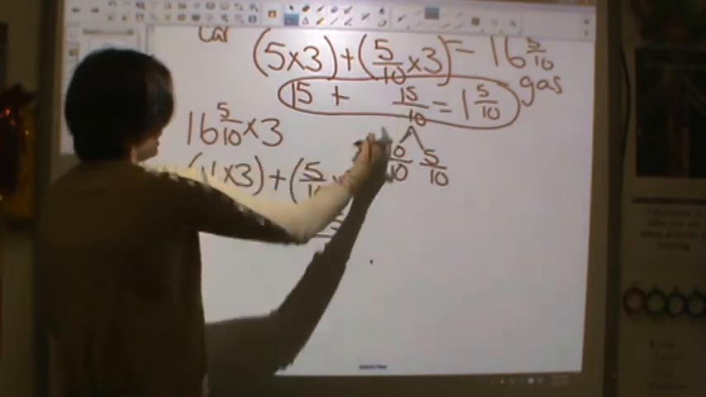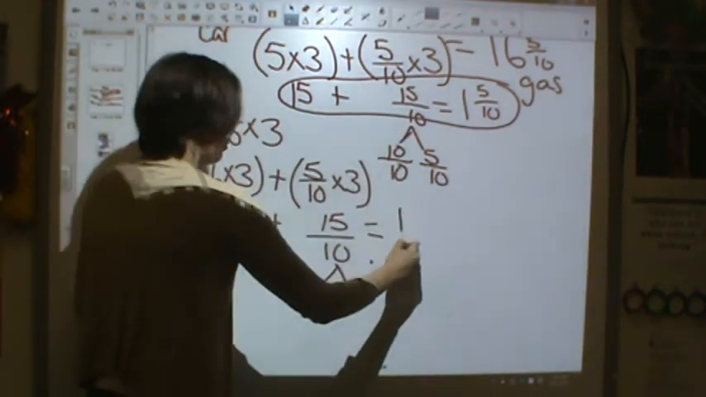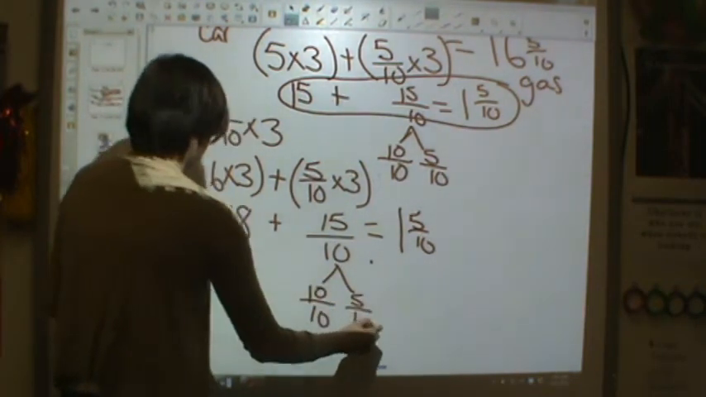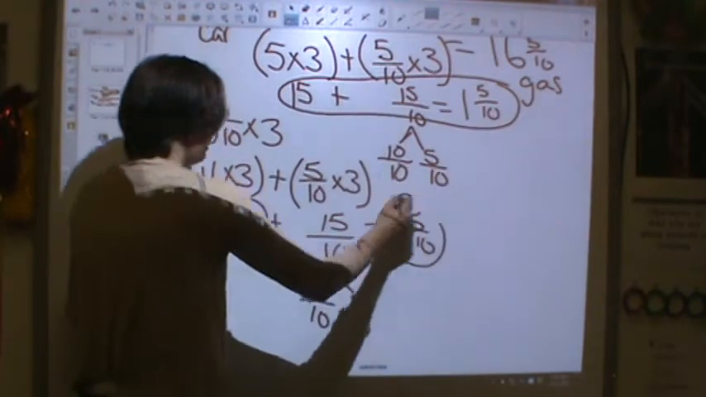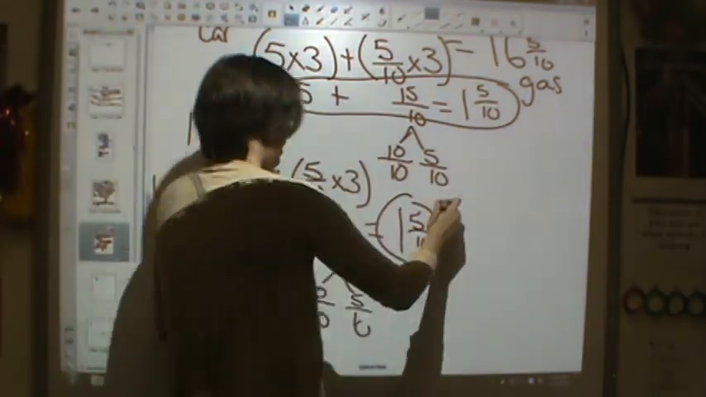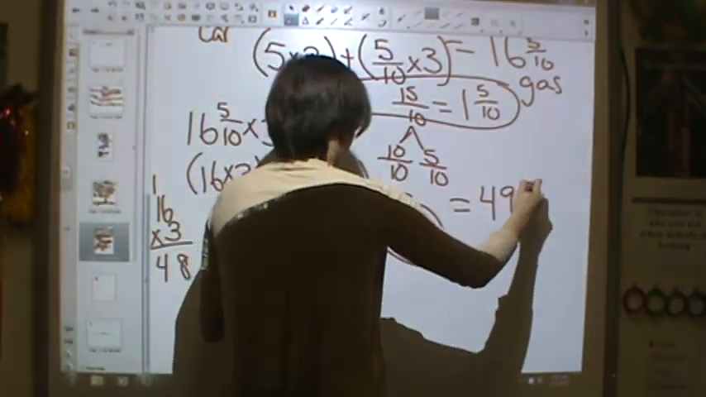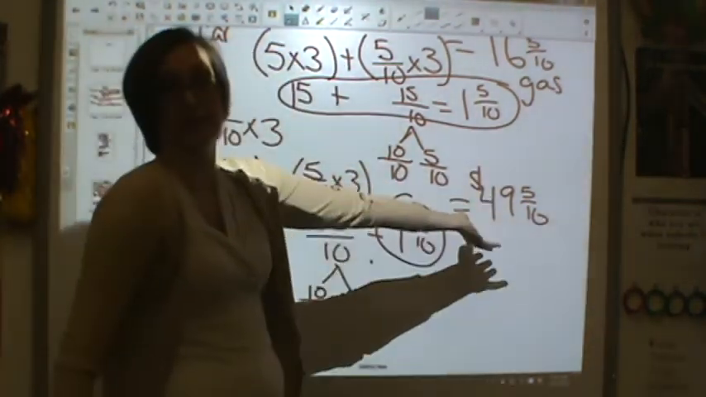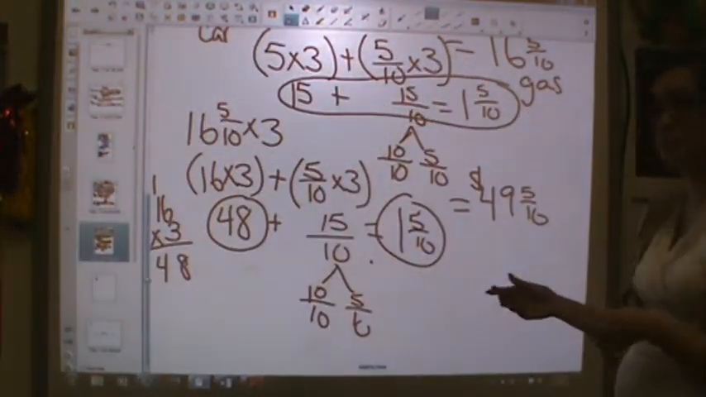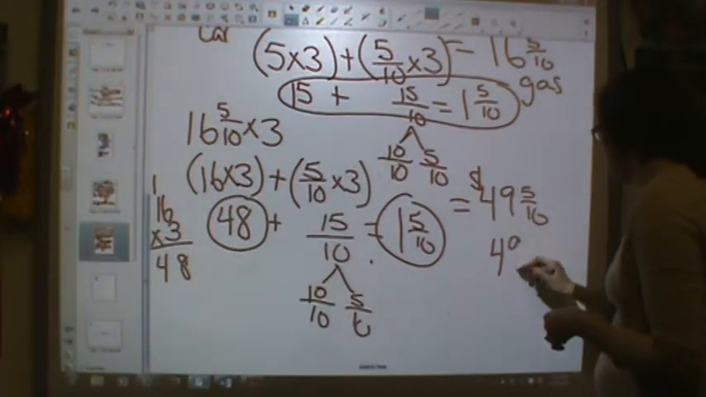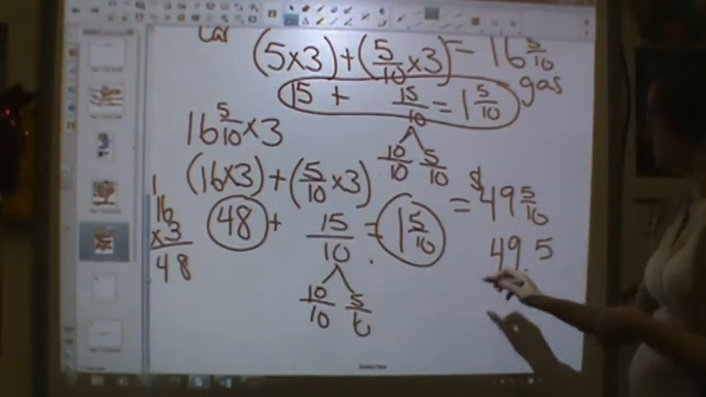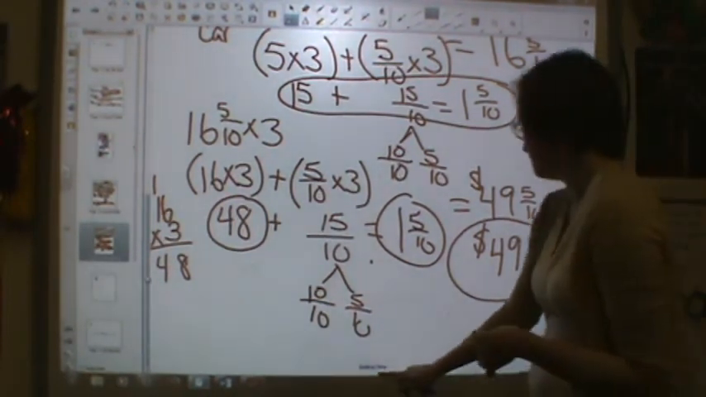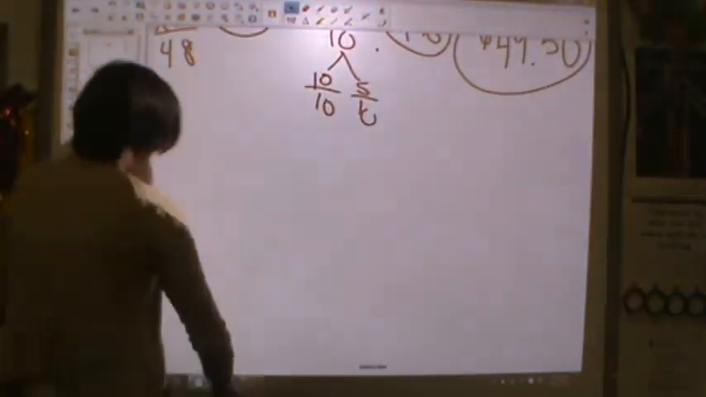Tenths, we just did this. 15/10 is equal to 1 5/10, right? 10/10 and 5/10. So we need to take 48 and 1 5/10, put them together, and then we have 49 5/10 of a dollar. Now 5/10 of a dollar, that doesn't really exist, right? So we need to change this into decimal form. So we have 49 5/10, or $49.50, all right?